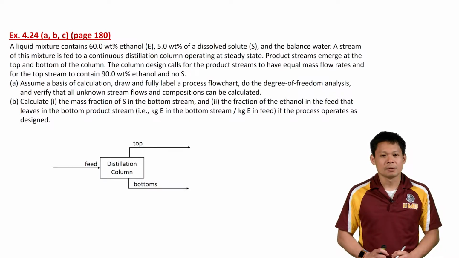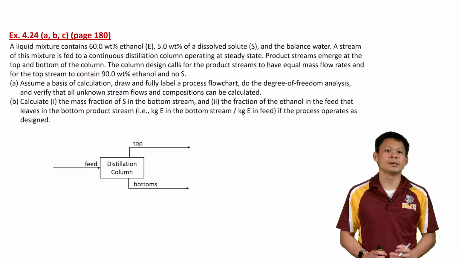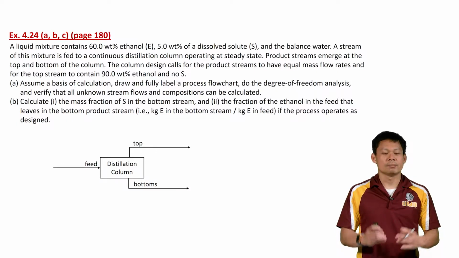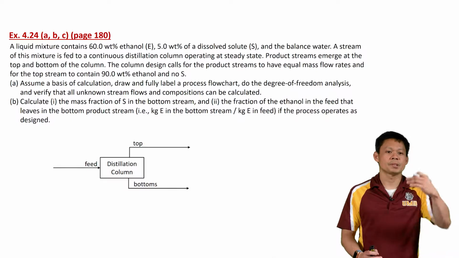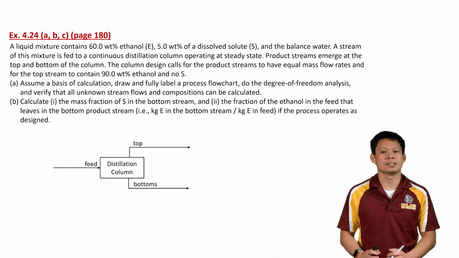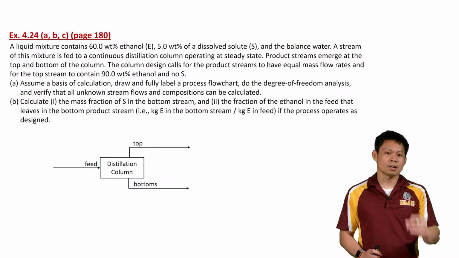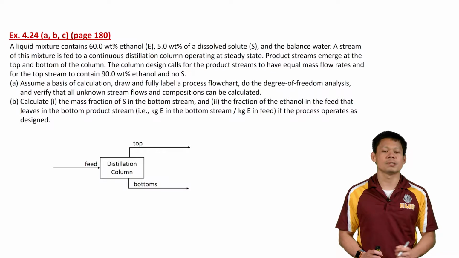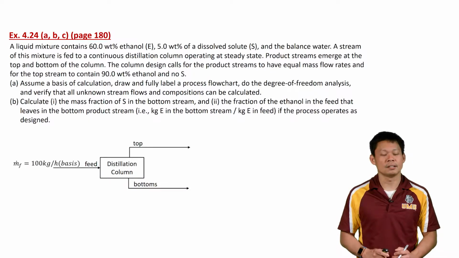Here's our diagram. We have a distillation column, we have a feed coming in, we have two streams coming out, a top stream and a bottom stream. So we have the skeleton of the process flow diagram. Go back to the question line by line and try to transfer whatever information is given to us. We are given the composition of the feed stream. We have 60% ethanol, 5% solute. The remaining would be 35%, and that's water, so we can put that in here.